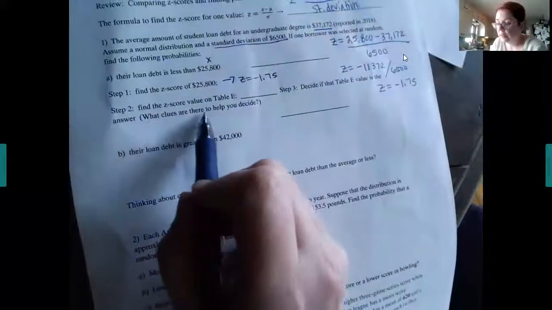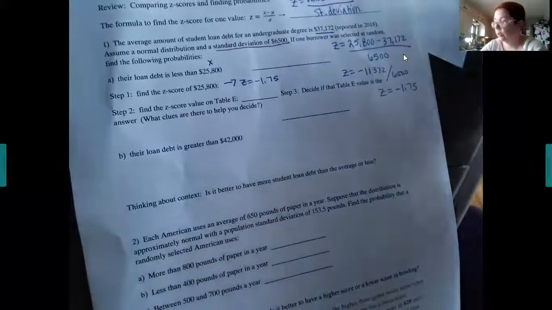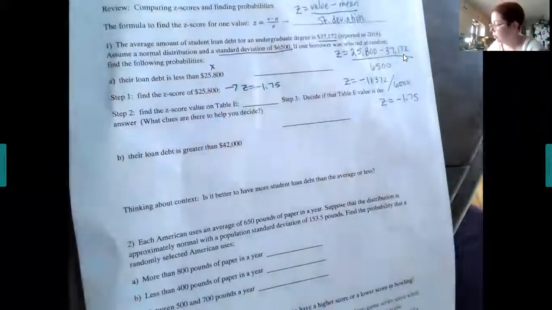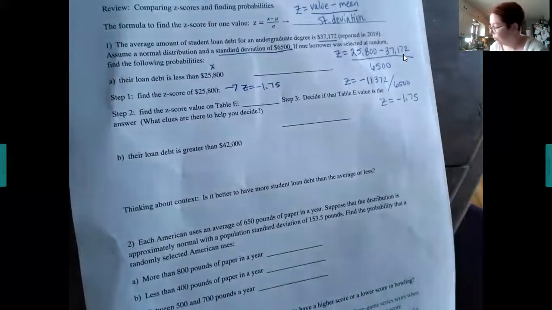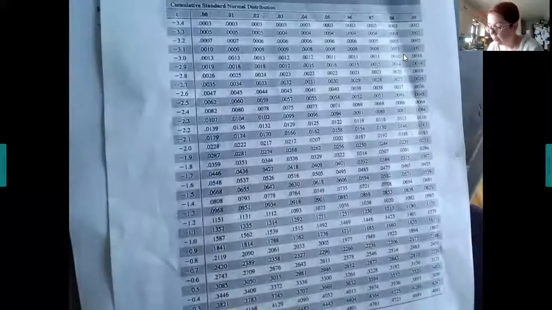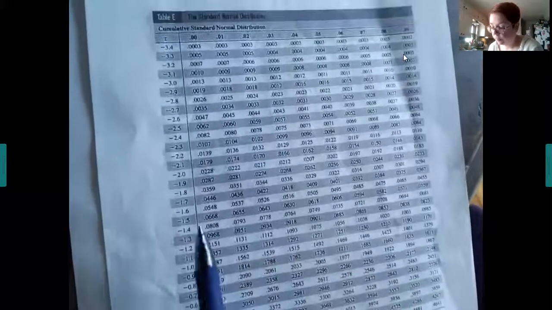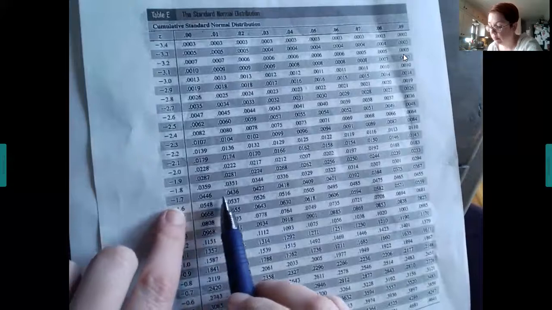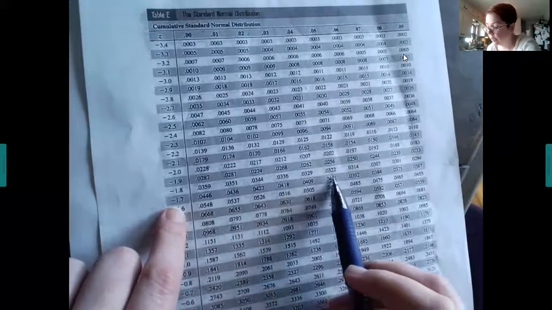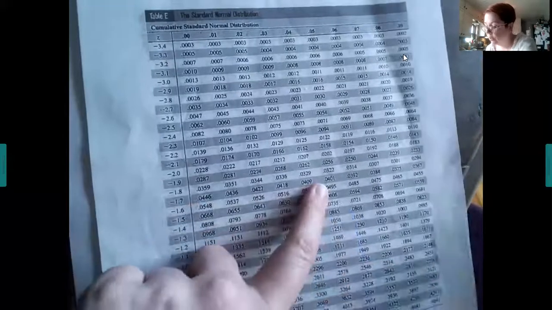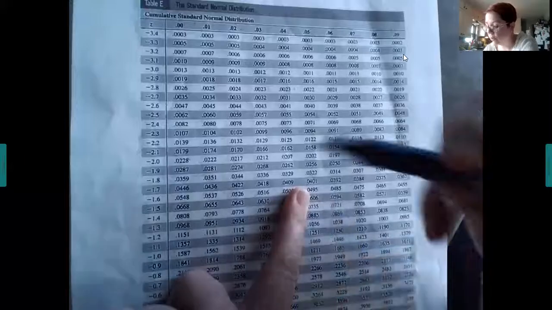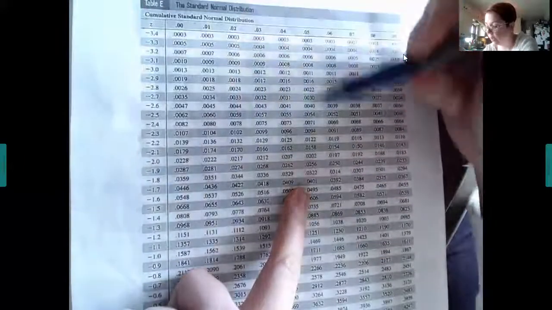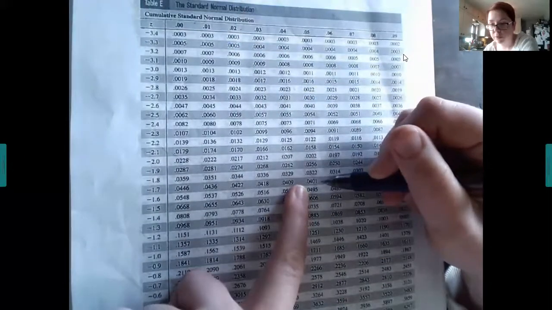Step 2, find the z-score value in the table, which we learned how to do in an earlier video. It's a negative, so we want to make sure we're on the negative side. The first 2 digits are 1.7, so we look here, and then we look to that second place digit of 5. So the z-score value of negative 1.75 relates to the probability of 0.0401.